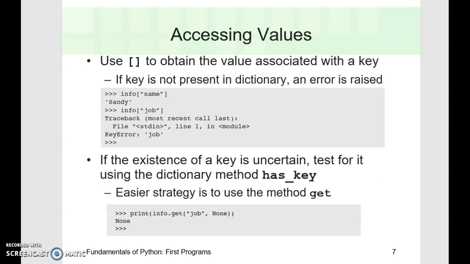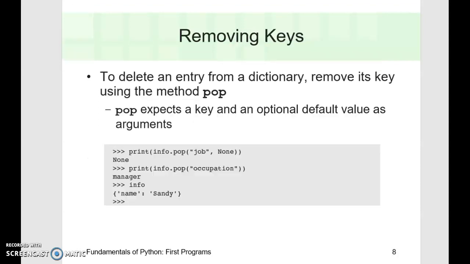To access the values, you access them according to the keys that were provided. So info name would be Sandy, and that would return the value that was provided with the key. There's a function called hasKey, which determines whether that key even exists. You use that to make sure that you don't have errors as you are accessing the key value pairs.